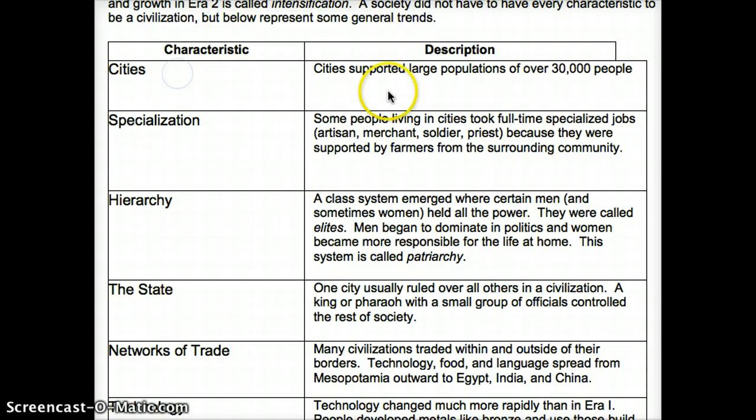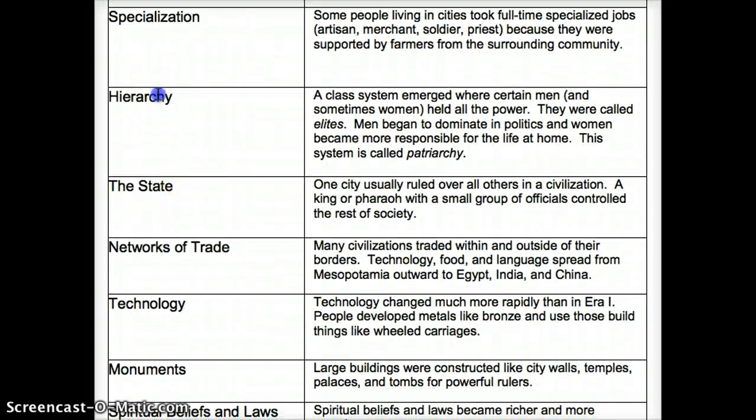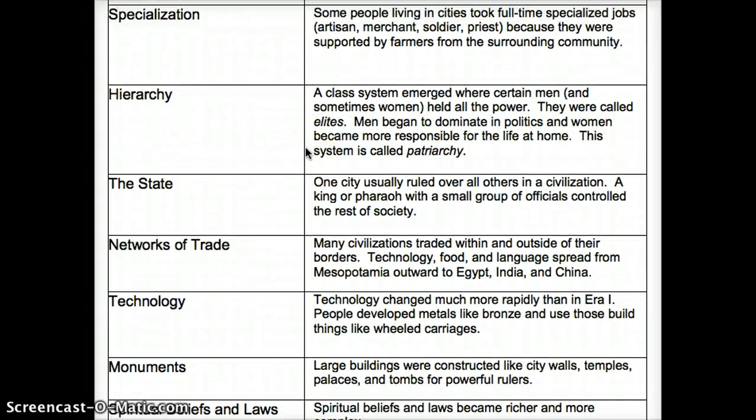First characteristic is you need cities. Cities are large populations of over 30,000 people. Specialization you need. We've talked about this. Some people living in cities took full-time specialized jobs, artisans, merchants, soldiers, priests, because they were supported by farmers from surrounding communities for their food, so they could do different things. You have a hierarchy system. A class system emerged where certain men and sometimes women held all the power. They were called elites. New word we're going to learn. Men began to dominate in politics and women became more responsible for life at home. This system is called patriarchy.